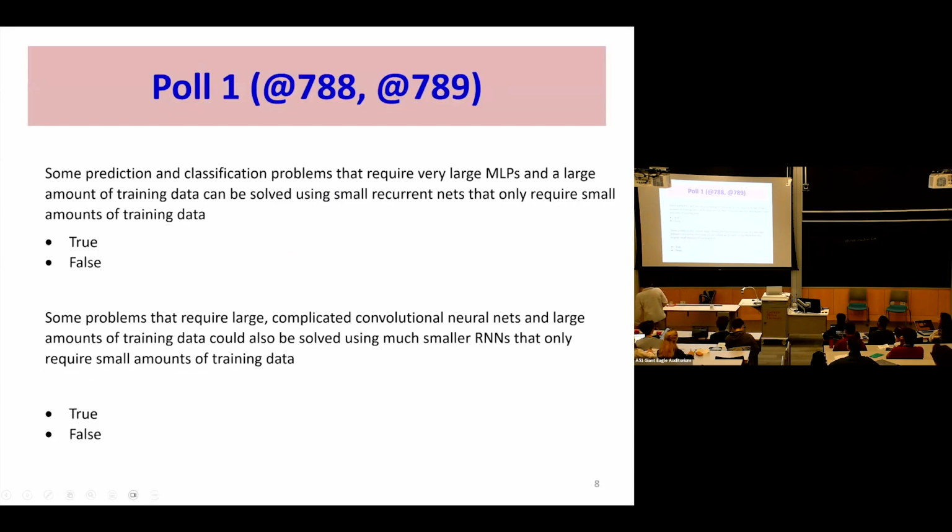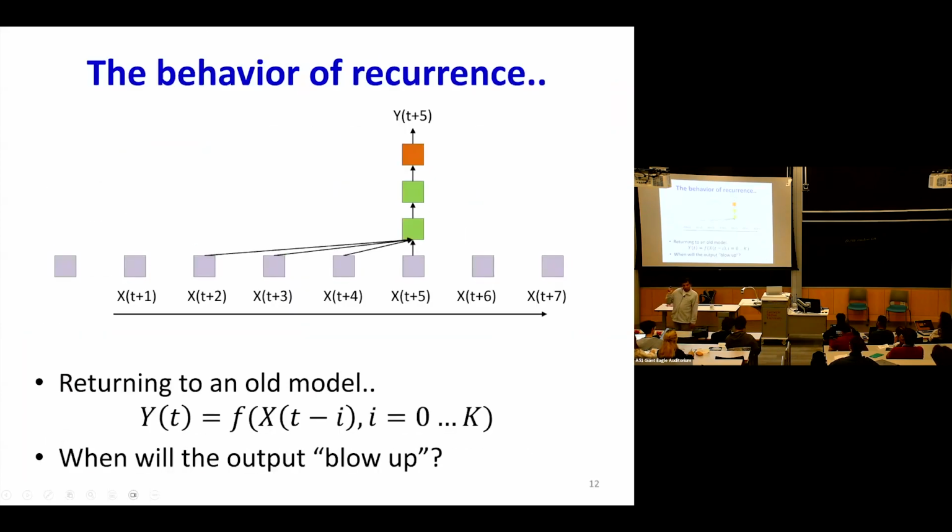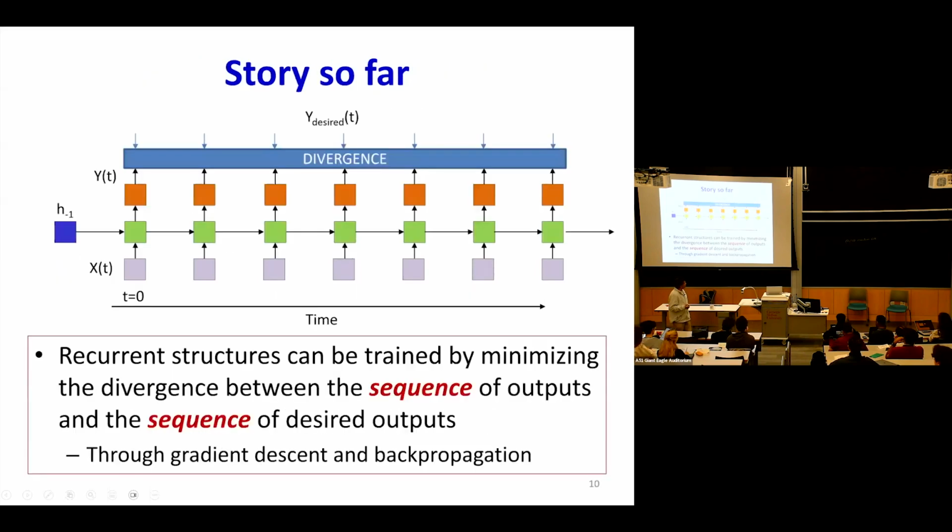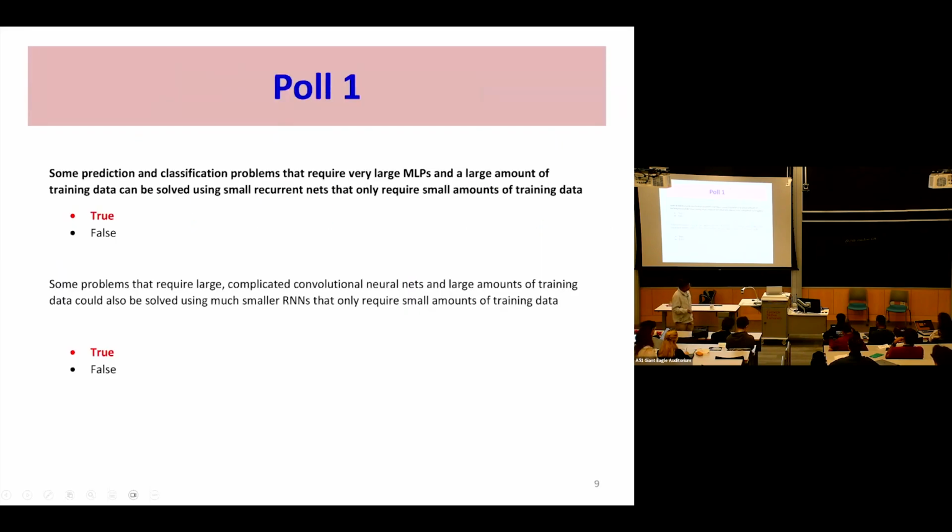Now, as for the second one, some problems that require large, complicated convolutional neural networks and large amounts of training data could also be solved using much smaller RNNs. That's exactly what we stated. So everybody see why both of these statements are true? Right. You guys on Zoom, is that clear?